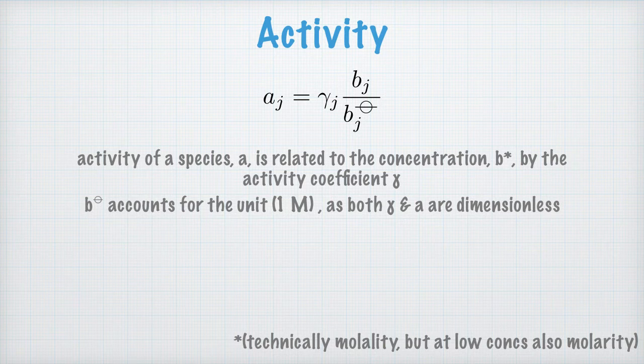This term b Plimsoll symbol, or b standard state, is just to account for units. Neither the activity nor the activity coefficient have units, however molality does. And so all it's there for is to account for the units on either molality or molarity. It has the value of 1 and the appropriate units, and that just helps it cancel things out.